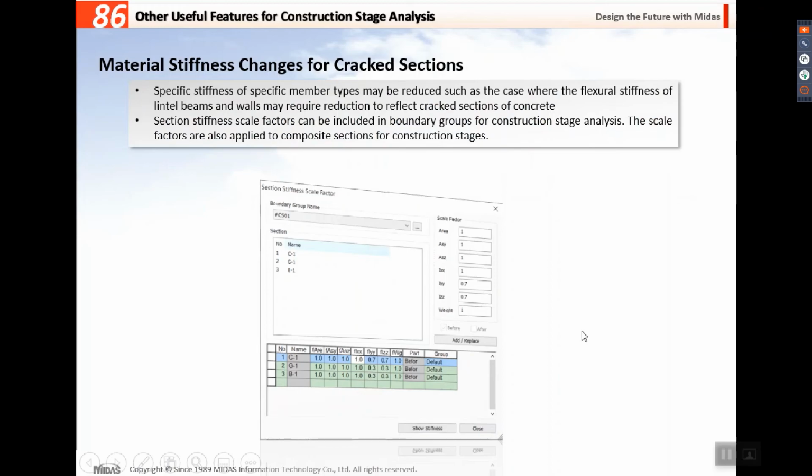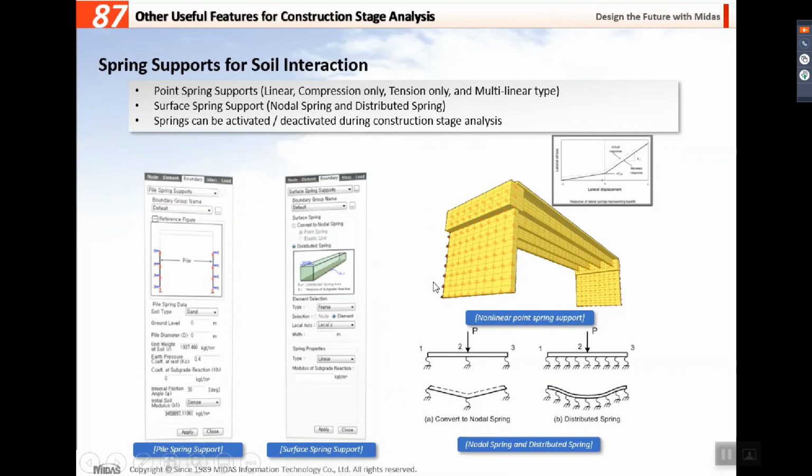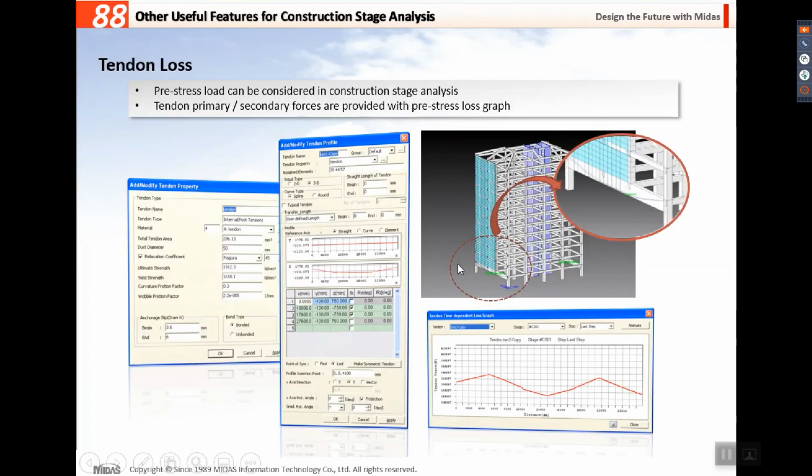So section stiffness scale factors can be included in the boundary groups for construction stage analysis. The scale factors are also applied to composite sections for construction stages. Next, the spring supports for soil structure interaction, or SSI. Here, springs can be activated or deactivated during construction stage analysis. And the last one, if we are designing a structure having a pre-stress load, the pre-stress load can be considered also in construction stage analysis.